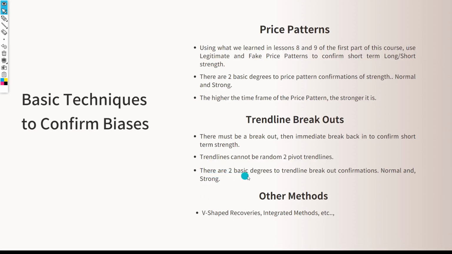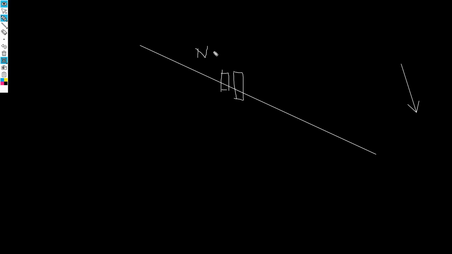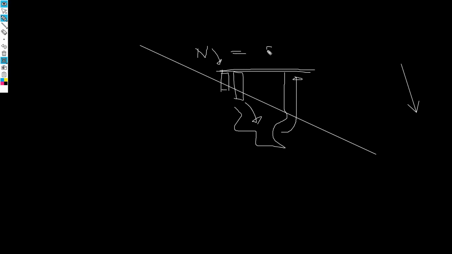Alright, so there are 2 basic degrees to trend line breakout confirmations, normal and strong. Alright, so we did this a little bit earlier, but let's say we were short bias on the higher time frames, and there was a downward sloping trend line, and there was a breakout of it, then immediate break back in. Okay, so this will signal normal short-term short strength, correct? But if price could wiggle around a bit and come back up to stop out that pivot where that short strength was created, well, that would show that although there was short strength, long strength was able to override that short strength and reach that pivot where that short strength was created, and thus creating strong long strength.